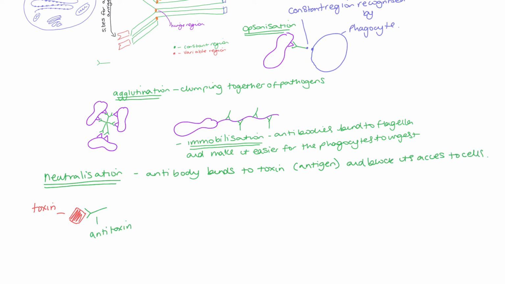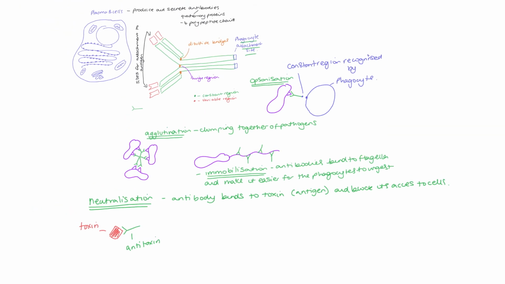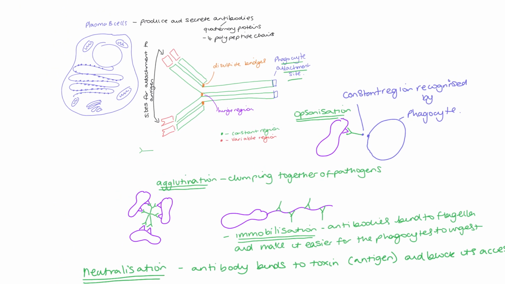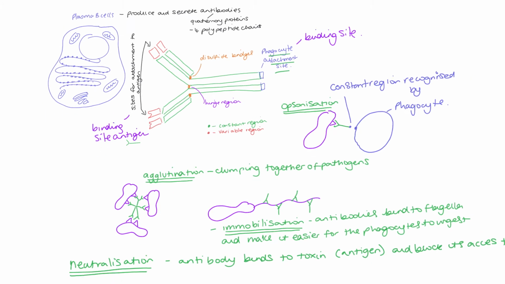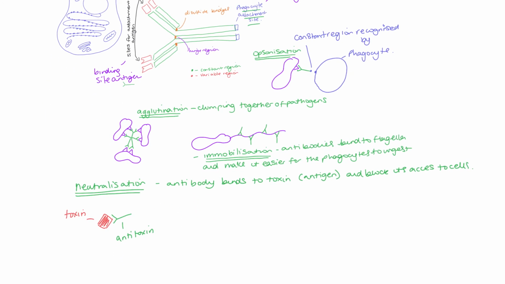Okay, so that is the basics of what you need to know about antibodies. What do you need to know about them? You need to know where they're made, in plasma B cells. You need to know their structure, so the fact that they have 4 polypeptide chains, that they have this hinge region with the disulfide bridges, that they have the binding site for the phagocyte, and that they have the binding site for the antigen. And then you need to know about their 4 functions, so that opsonization, agglutination, immobilization, and neutralization.